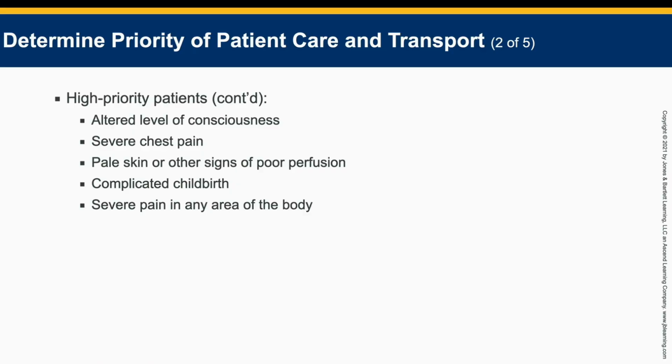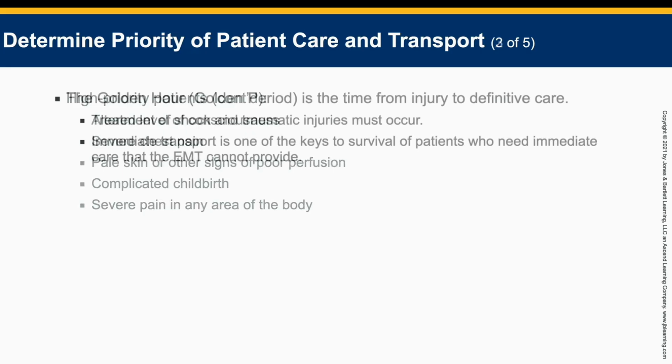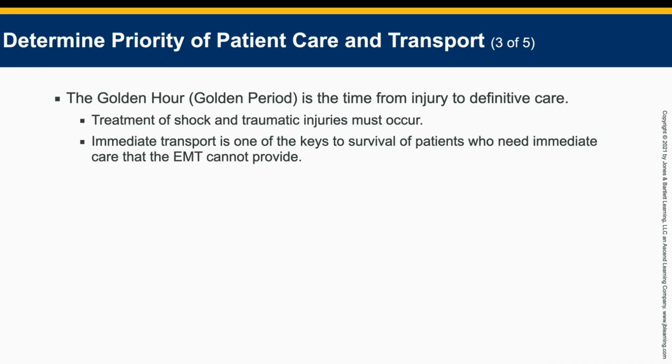Complicated childbirth is another high priority because the mother and the baby both may be at risk and may require rapid transport to a medical facility. And finally, severe pain in the body. This should not be ignored. It can be an indicator of a serious underlying injury or illness and should prompt a careful evaluation and appropriate transport decision.